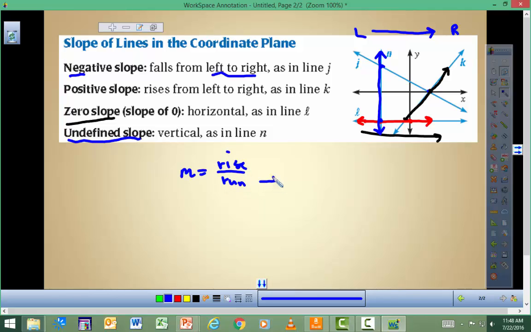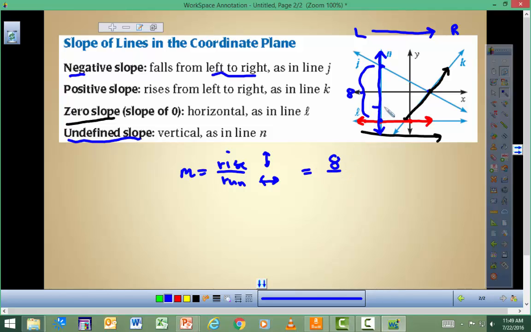And the run is like this direction, right? And the rise is that direction, right? So if you wanted to, you could measure a certain distance here. You could say, for example, we rose 8 units up this way. And so on this slope, we'd say, well, the rise is 8.